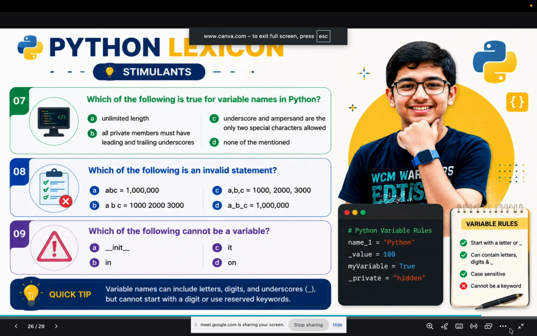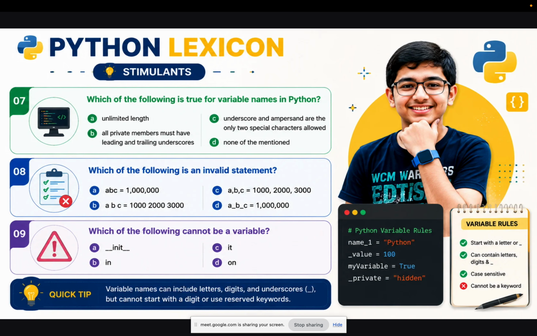So which one is the correct answer now? In is there, right? In, it is there. Is, on is there. So what is the correct answer?